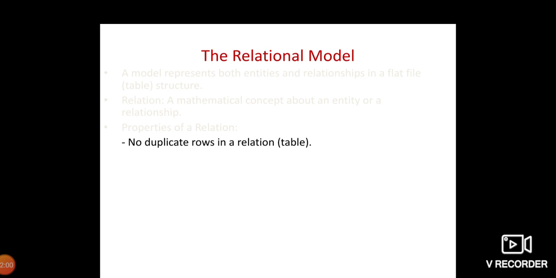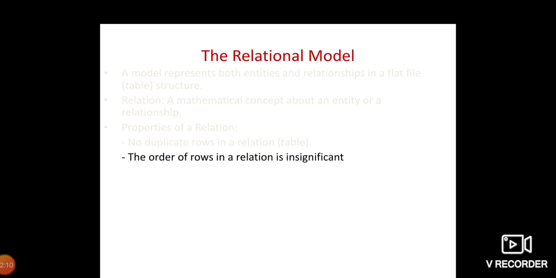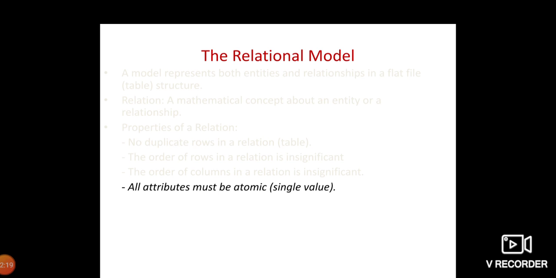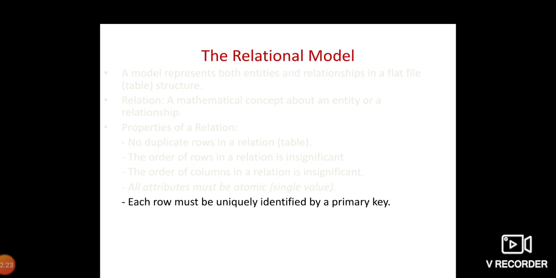Properties of a relation. There are no duplicate rows in a relation. These are all the properties. The order of rows in a relation is insignificant. The order of columns in a relation is insignificant. All rows must be atomic. It should have only a single value, only single value attributes. Each row must be uniquely identified by the primary key.